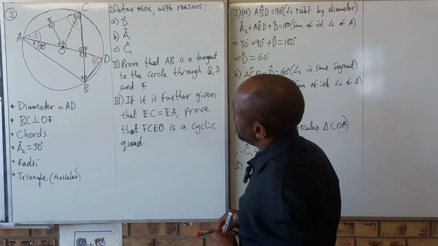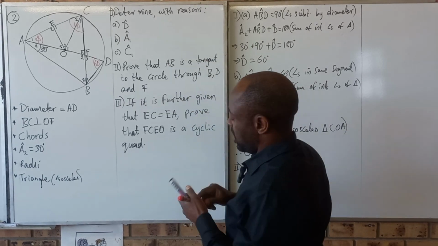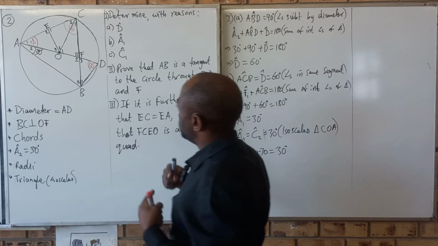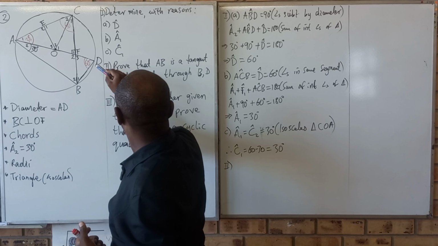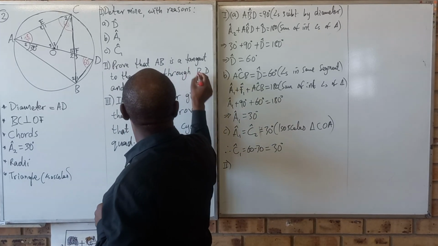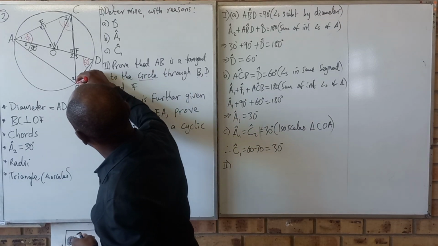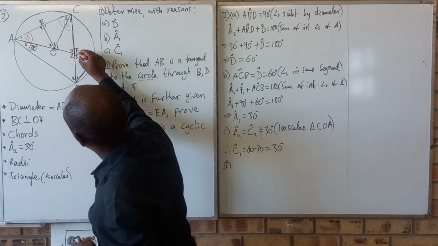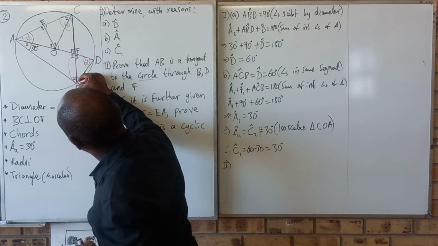So if you are proving that AB is a tangent through BDF, to make things easy for you, you have to try to draw a circle, because it should be a tangent to a circle that is passing through BDF. So it will be advisable to put a circle passing through BDF.